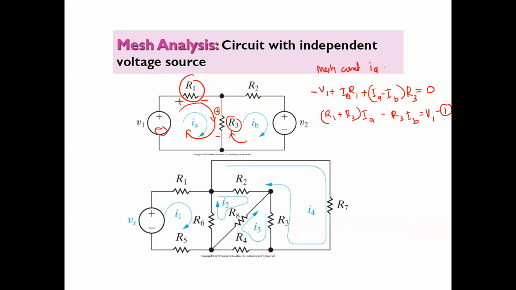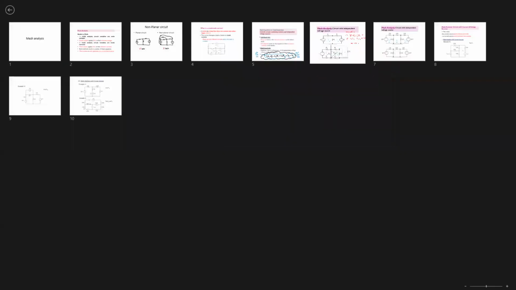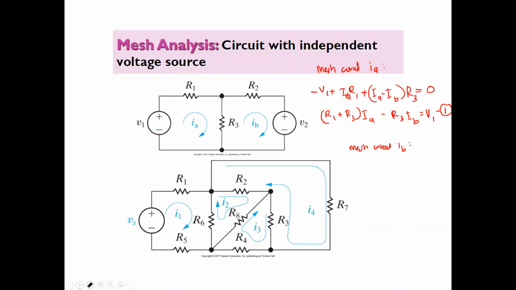So we have already completed the mesh current for IA. Next, we go for mesh current IB. So the KVL of the mesh current IB. Right now our concern is on the mesh current IB.